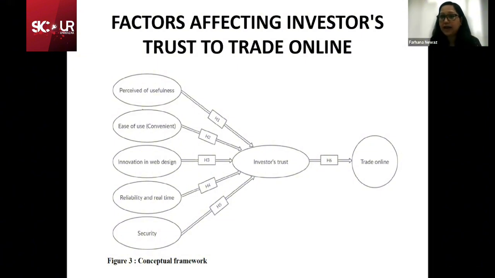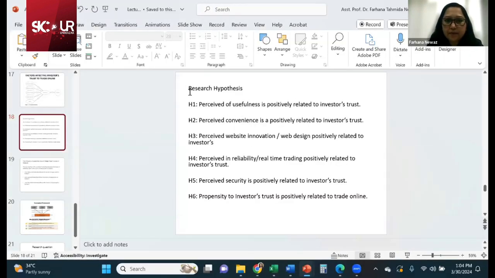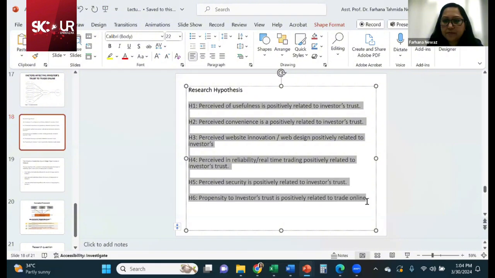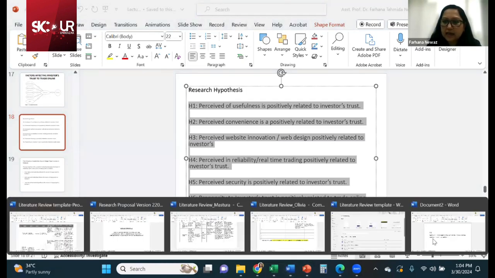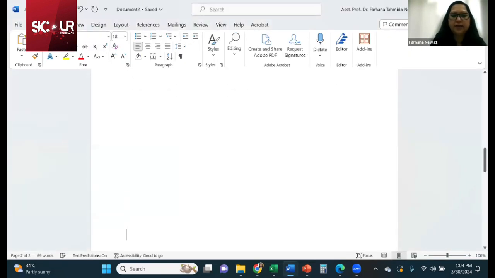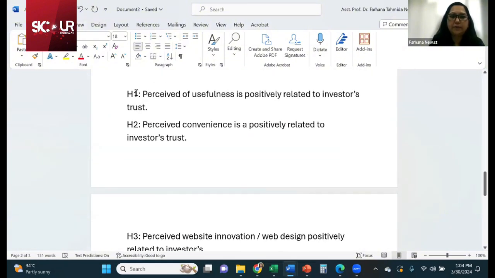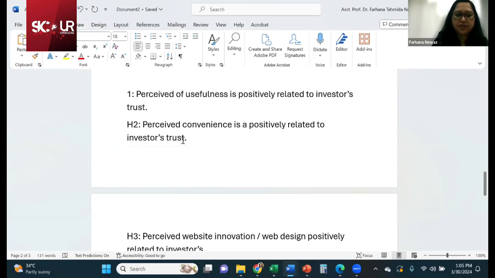Now, suppose you already have your conceptual model and your hypotheses. When your hypotheses are written, you just copy them from here and change each hypothesis into question form. If the hypothesis is like this, then what will my research question be? You just write it down this way. I copy and paste all the hypotheses, then I make them into research question 1.